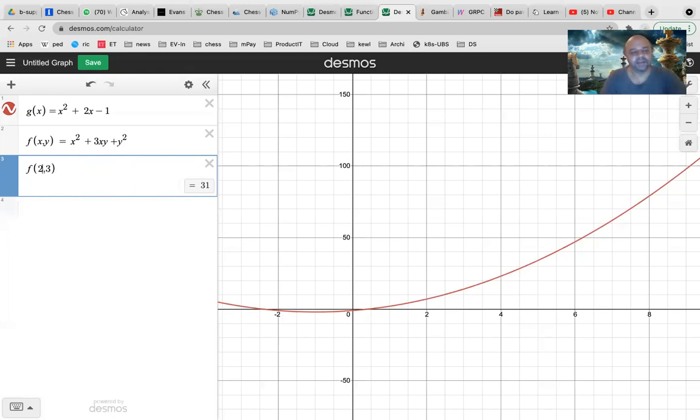If you make it 1 and 2, then you will get value as 11. Why? Because 1 square is 1, plus 3 times 1 into 2, which is 3 into 2, 6, plus 1, 7, plus y square, that is 2 square, which is 4. Right? So 7 plus 4 is 11. So you got this.